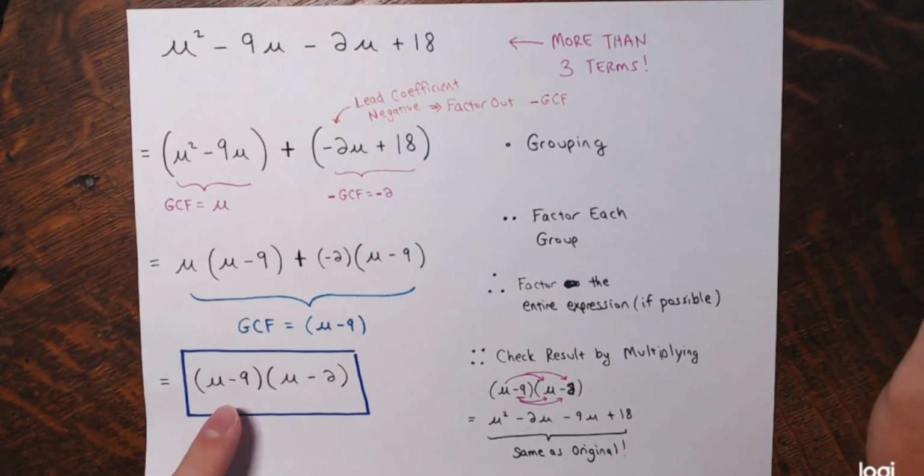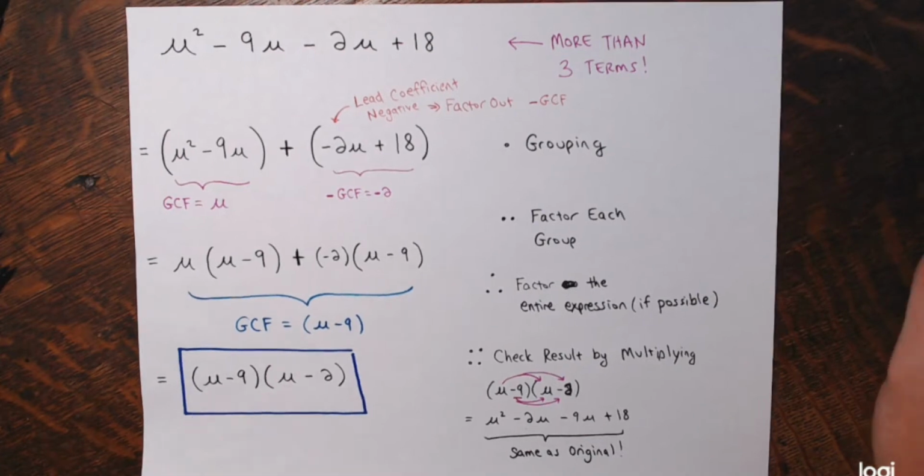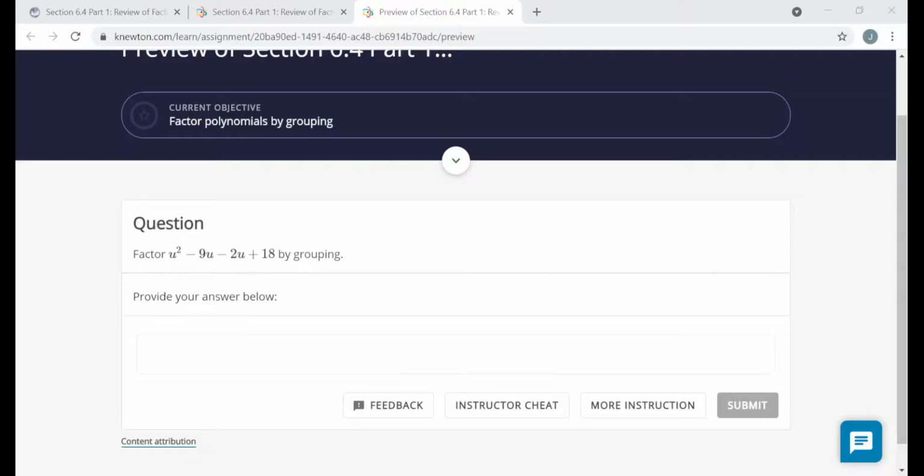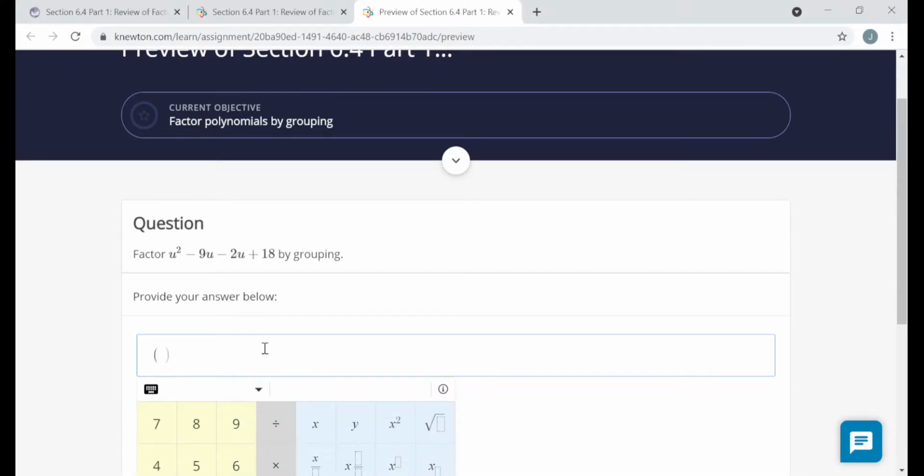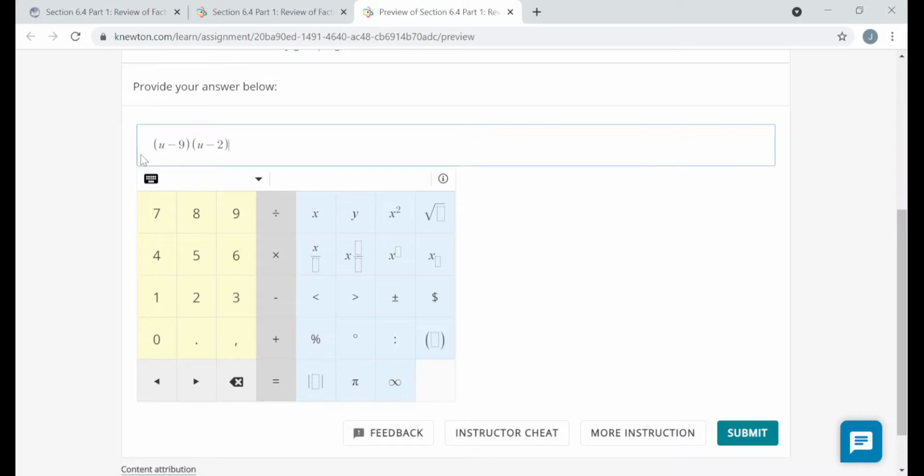All right, so this is what I'm going to enter. The factors u minus 9 times u minus 2 back in the assignment here. So in parentheses, right, u minus 9, close parentheses, times, and then the quantity u minus 2. Right. Okay. And again, it doesn't matter what order these come in. It could be u minus 9 times u minus 2 or u minus 2 times u minus 9. Right? When you have a product of factors, it doesn't matter what order those factors come in when you're multiplying. These are all representing real numbers.